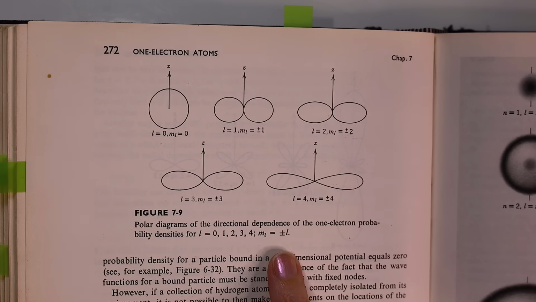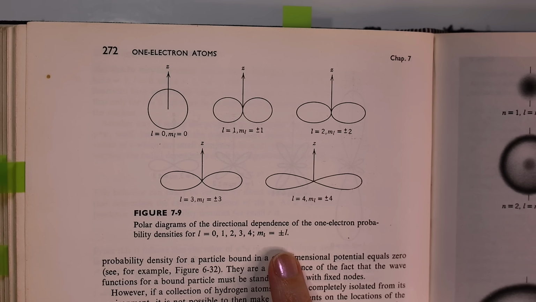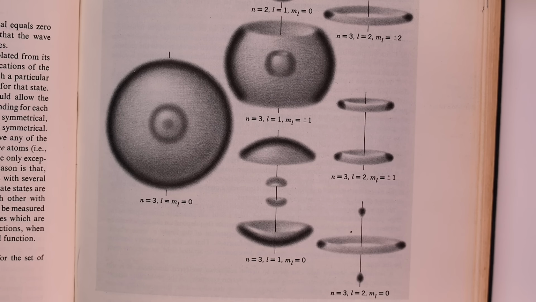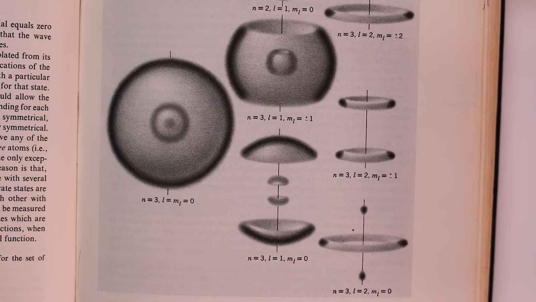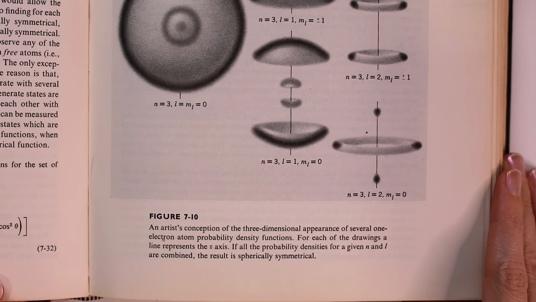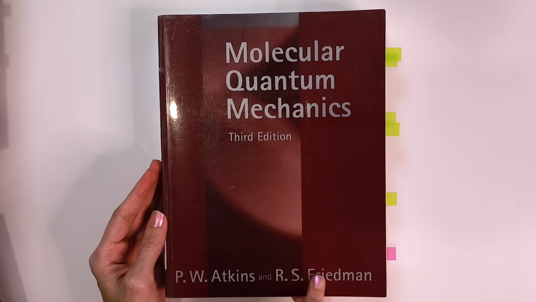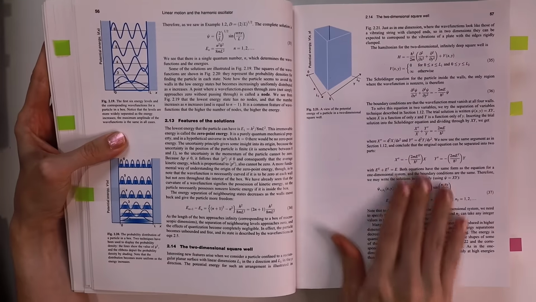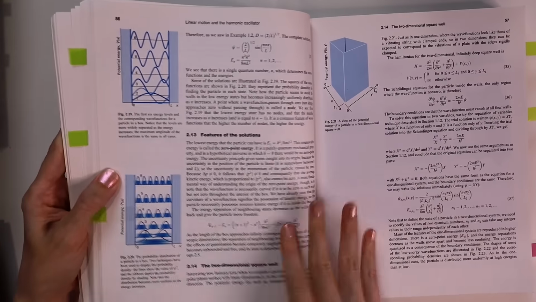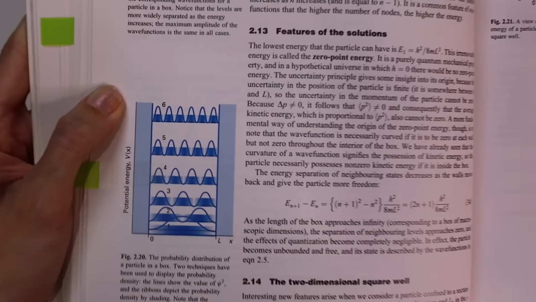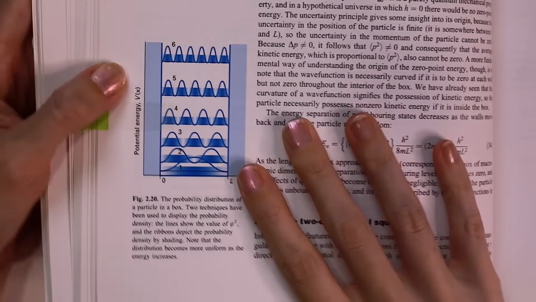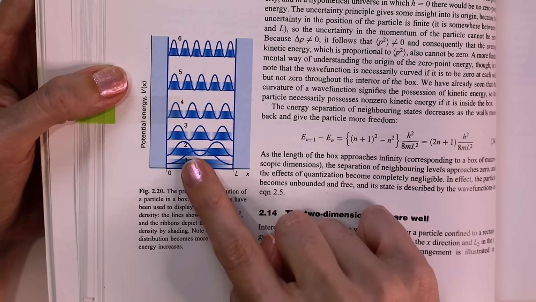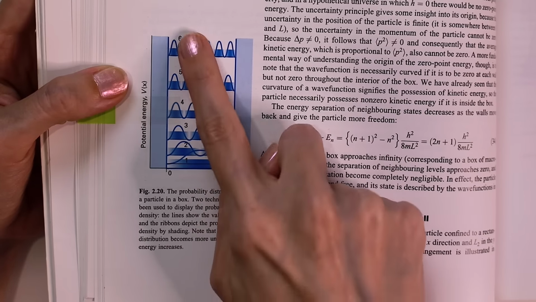With the one-dimensional case, it was like a string that could vibrate in certain stable patterns. And in 3D, there are still these certain stable patterns labeled with these quantum numbers. This book is Molecular Quantum Mechanics by Atkins and Friedman, and it's the only one with a bit of color in the illustrations. This is a nice illustration of those potential energy levels for the one-dimensional case, the probability distribution of a particle in a box. We've got n equals 1, 2, 3, 4, 5, and 6.